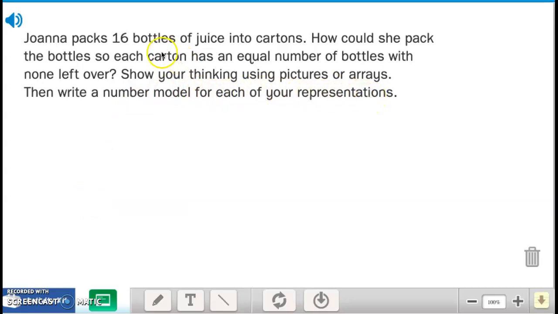Okay, so let's think about this. We have 16 bottles of juice, and we have to pack them into a box in equal numbers. Like we can't have 7 in one row and 3 in another. They have to be packed like you know how we do arrays where there's equal numbers. So let's think how we could do this.